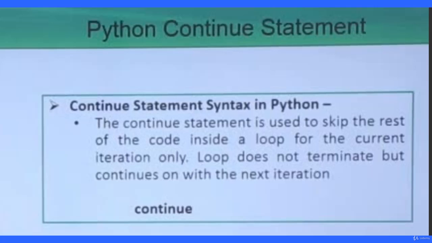So the continue statement is used to skip the rest of the code inside a loop for the current iteration only. The loop does not terminate, but continues on with the next iteration. So this is the syntax of writing continue. All the letters must be written in lowercase. C is not capital. All the letters are in lowercase, because Python is a case sensitive language.